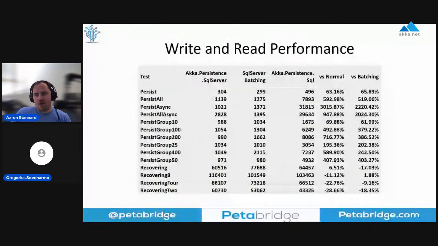There we go. Okay. So why would you want to consider upgrading to Akka.Persistence.Sql? These are the performance numbers taken between Akka.Persistence.Sql server, including the batching mode, which is considerably faster in some cases than the normal mode is, although it looks to me like it's not all that much faster. PersistAllAsync is actually faster without batching, which blows my mind, but whatever. And then this is Akka.Persistence.Sql right here.